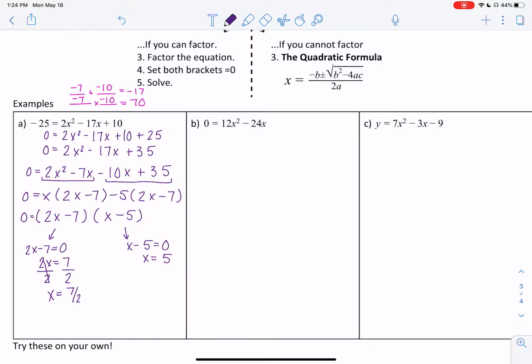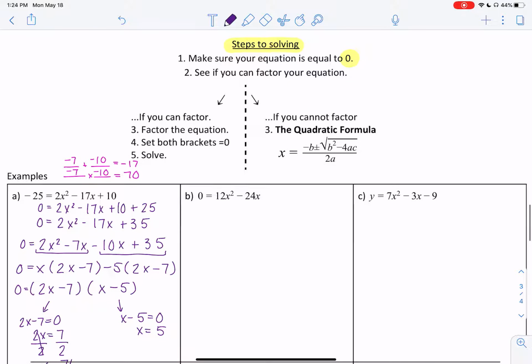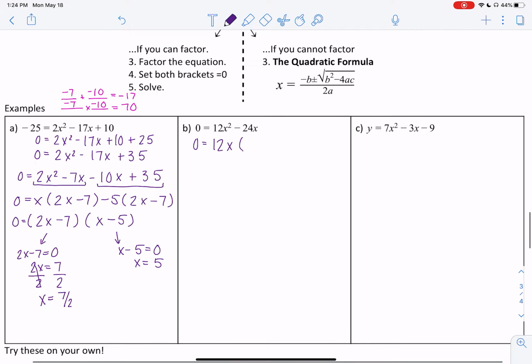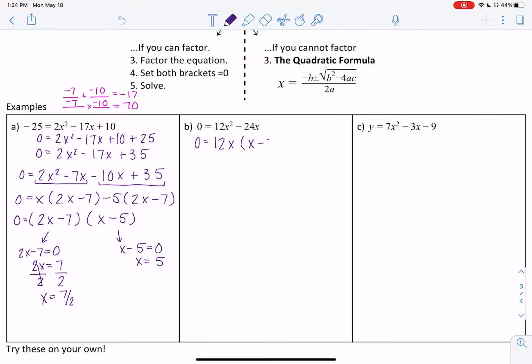For the next one here, let's follow our steps again. First thing, we look to make sure it's equal to 0. Because it's equal to 0, we're good to go. Next, we're going to see if we can factor. We look here and try to common factor out as much as we can. So we can common factor out a 12x, and we're left with x minus 2.